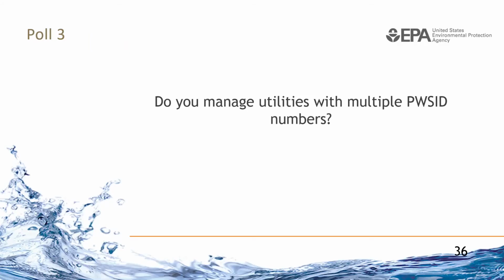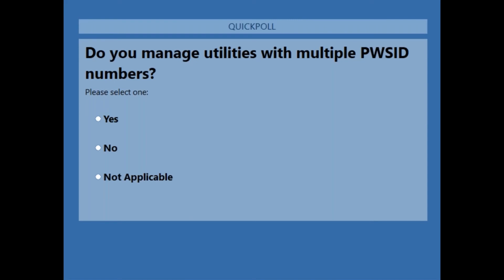Okay, a poll. Do you manage utilities with multiple PWS ID numbers? Okay, so for the 20% of you who said yes, you do manage multiple PWS ID numbers. You need to certify each PWS ID number because AWIA compliance tracking is done by PWS ID, as I mentioned in relation to the question that came up earlier. So in our electronic certification system, you can add multiple individual systems under one username. Just make sure that you certify for each one individually. So for example, if you oversee 5 PWS ID numbers, you would need to submit 5 different certification forms.